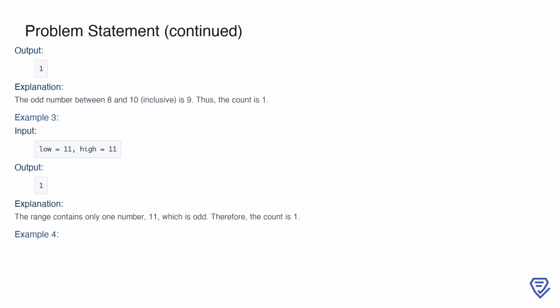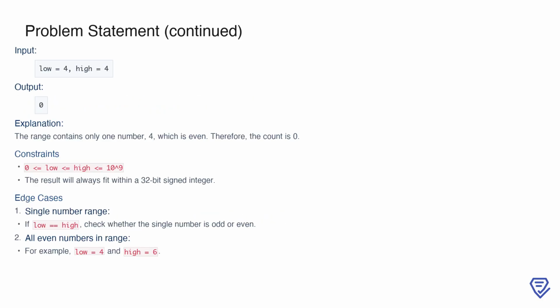Now, consider the case where the range is just a single number, such as 11 to 11. Since the range contains only the number 11, and 11 is odd, the output is 1. On the other hand, if the range contains a single even number, like 4 to 4, the result will be 0 because the range does not include any odd numbers. This highlights that the solution needs to handle both single number ranges and standard ranges.